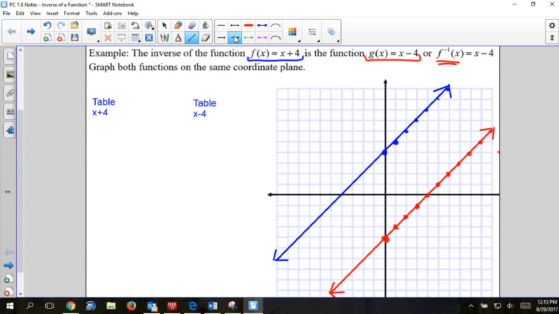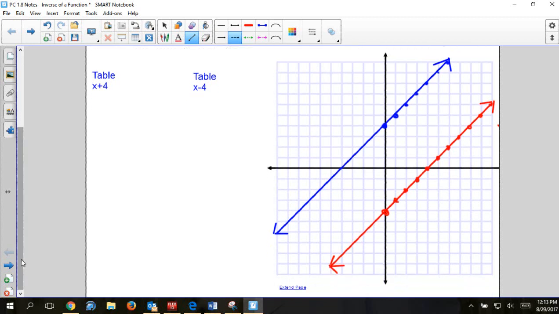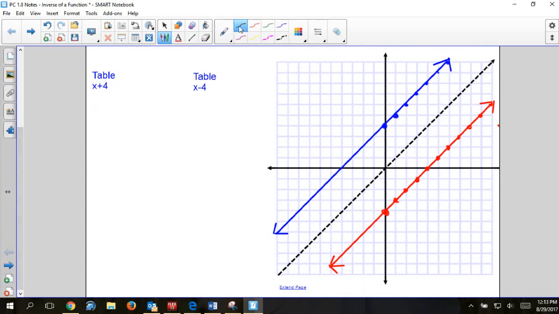And then one more thing we're going to do to that graph is we are going to graph the line y equals x, and that I'm going to dash. Graph the line y equals x, and I put it in dashed.